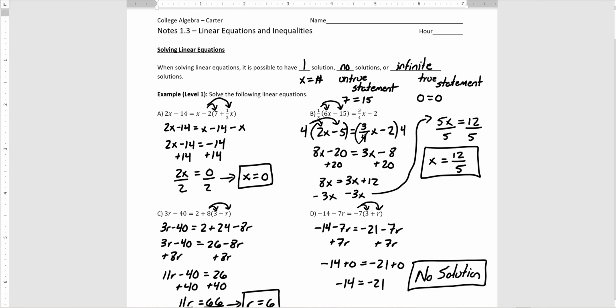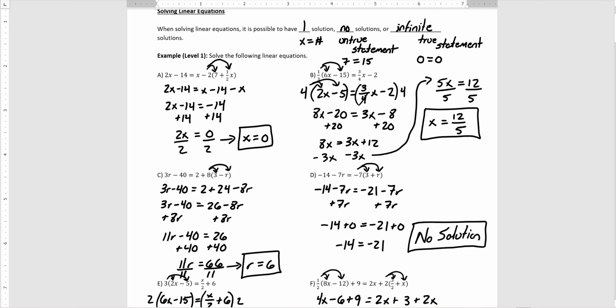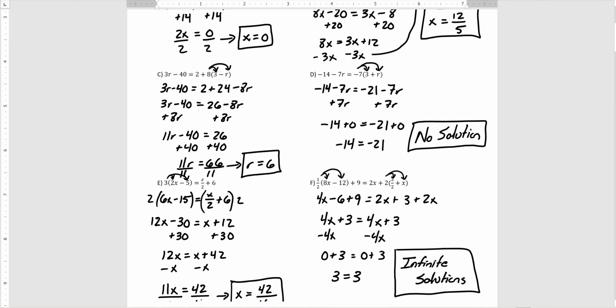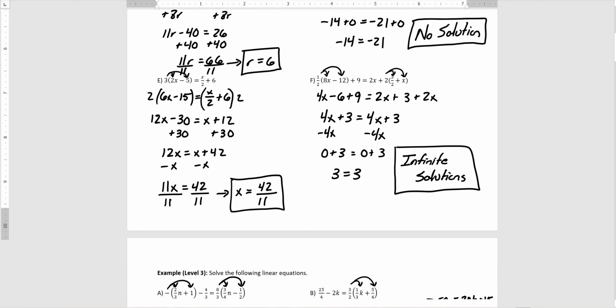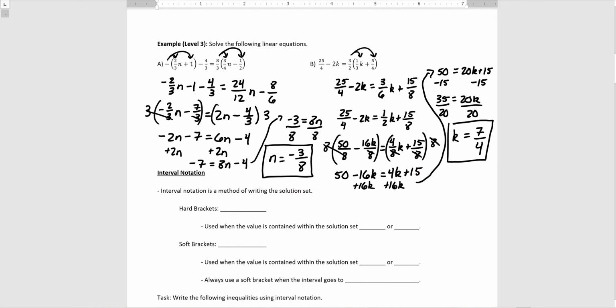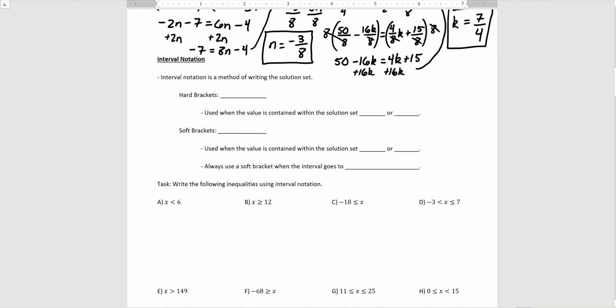Now, on Friday, we talked about linear equations, and how there could be one solution, no solutions, or infinite solutions. And then we did a few examples. We saw what no solution and infinite solutions look like. Today we're going to move on and talk about linear inequalities. To do that, we're going to get started by talking about interval notation.